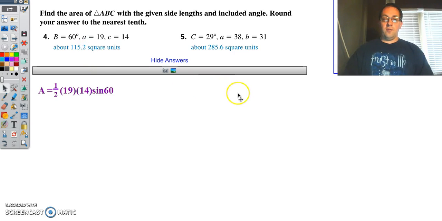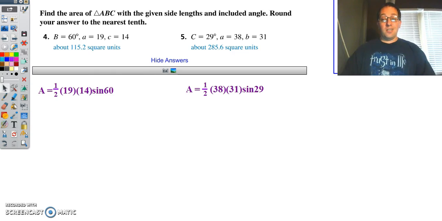On number 5, we have side A, side B, angle C. So 1/2 times 38 times 31 times the sine of 29 degrees. Make sure your calculator is in degrees, not in radians. If you're getting other answers, that may be it. Check your settings on that.